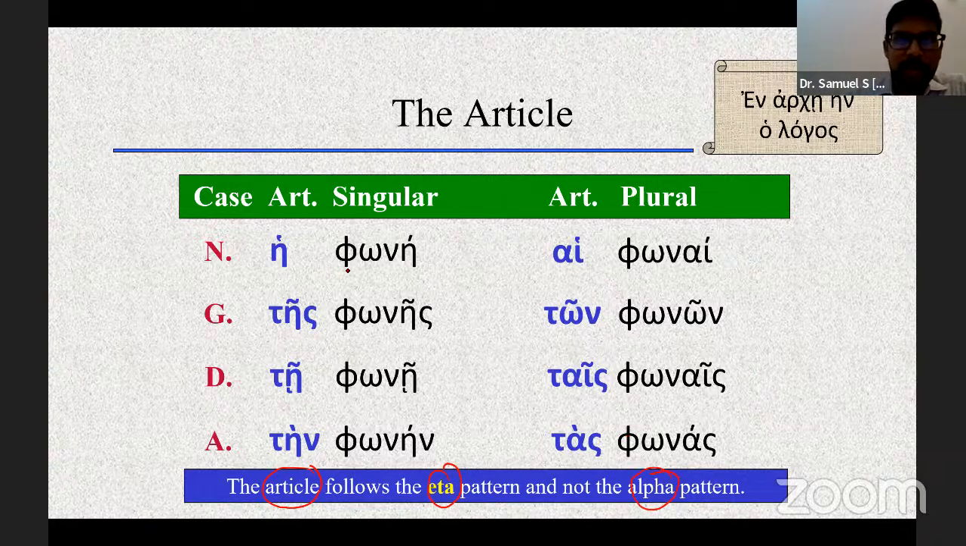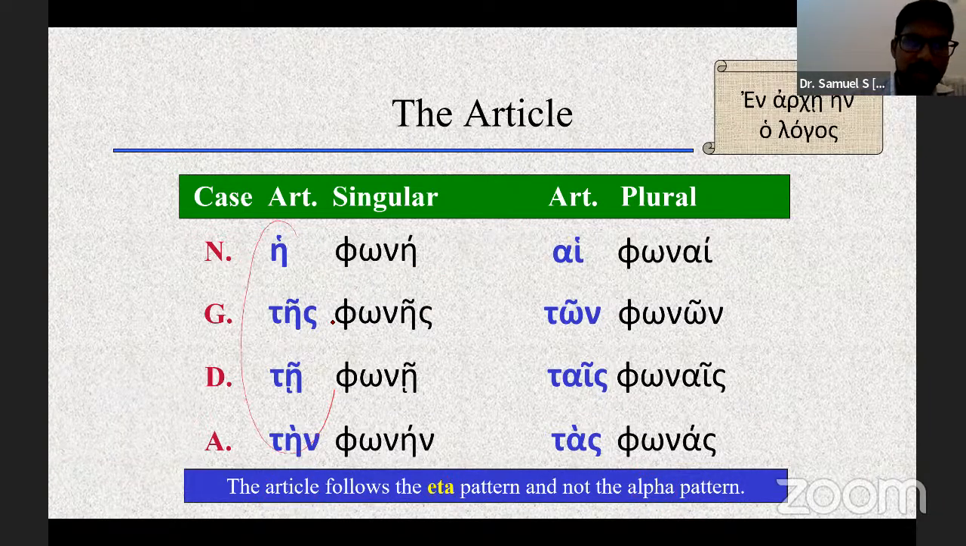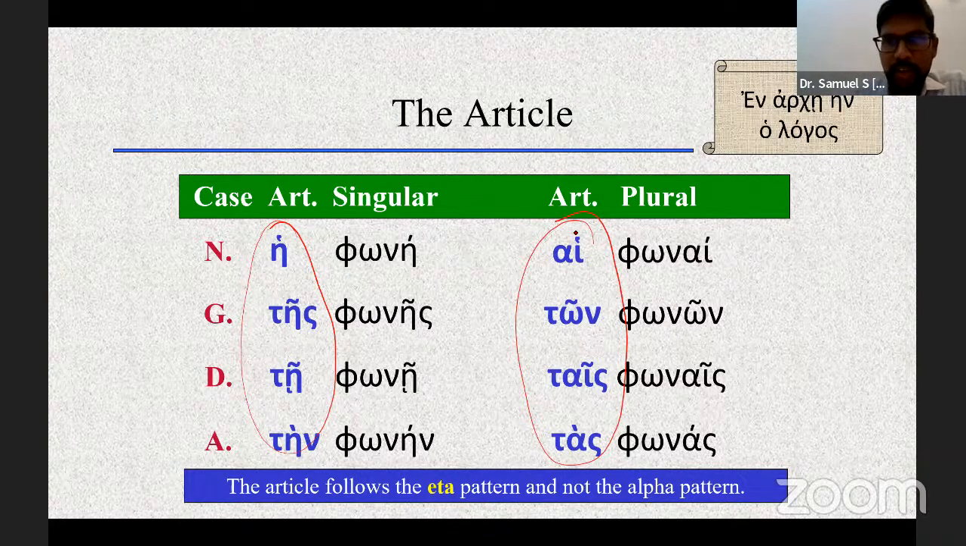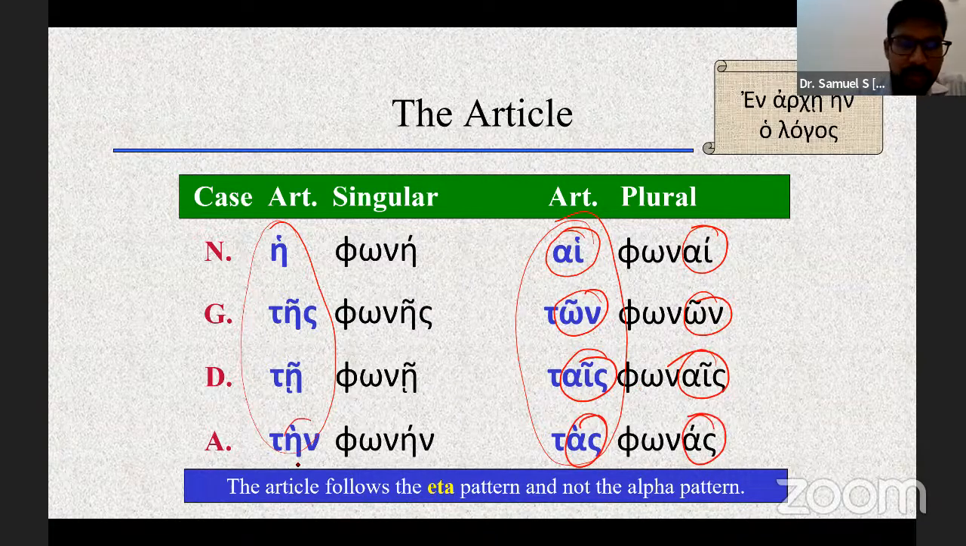Okay, remember in kardia, in the alpha pattern, this was kardia. There is no eta, right? The article only follows the eta pattern in the feminine form. Eta pattern. And you see how it matches the endings so uniformly.